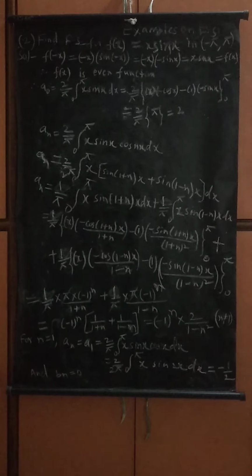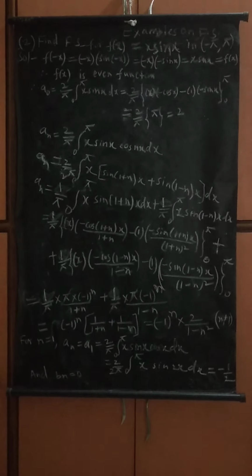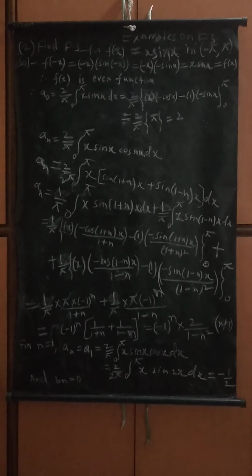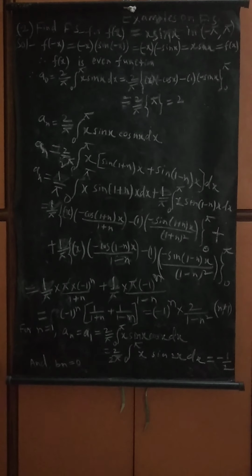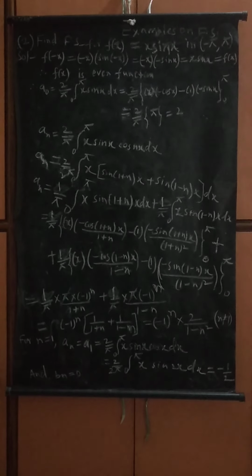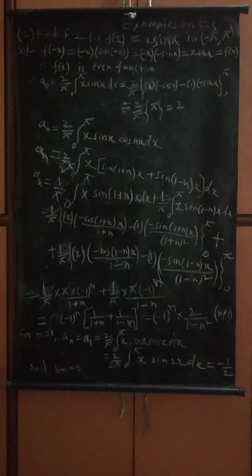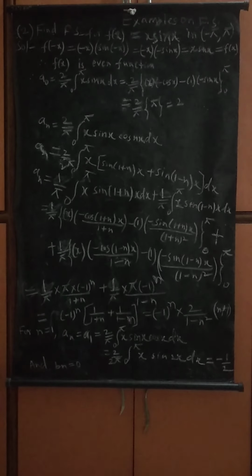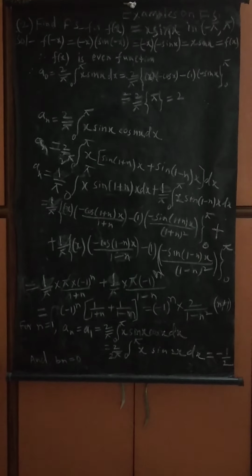Why n not equal to 1? Because if n is 1, 2 upon 1 minus n square becomes infinity, and therefore we impose the condition on n, that is n should not be 1. But then what is an when n is 1? That also we have to find.